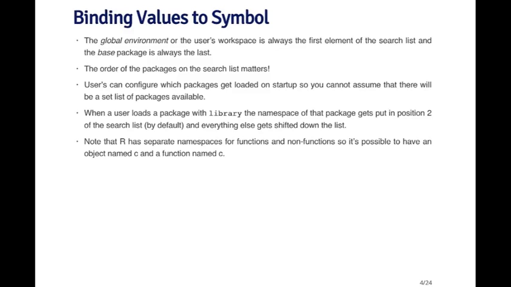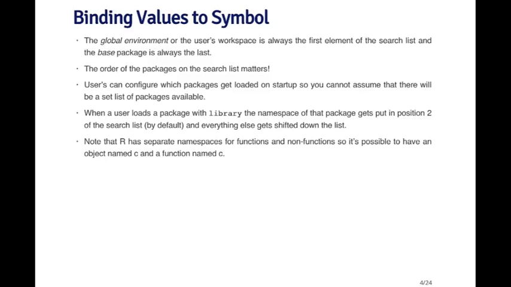When a user loads a package with the library function, the namespace of that package, which is the environment that has all the symbols and all the values for those symbols, gets put in the second position of the search list, right behind the global environment. Everything else gets pushed down one level. The search will then go down and include that new package, in addition to all the other packages that were originally on the search list.